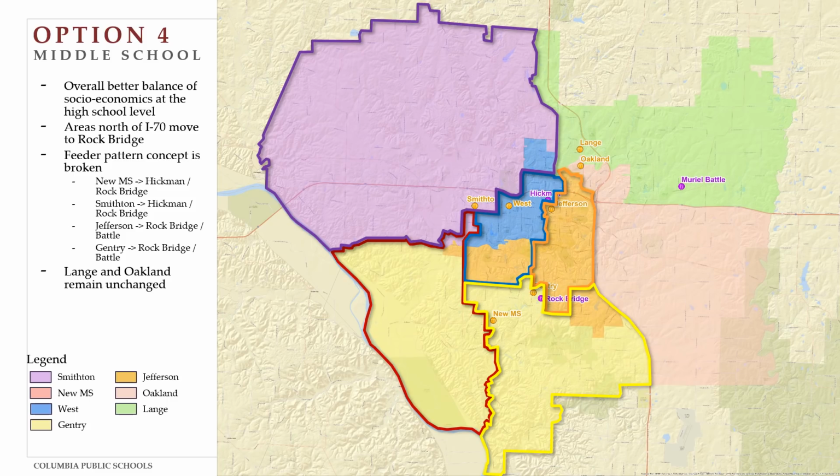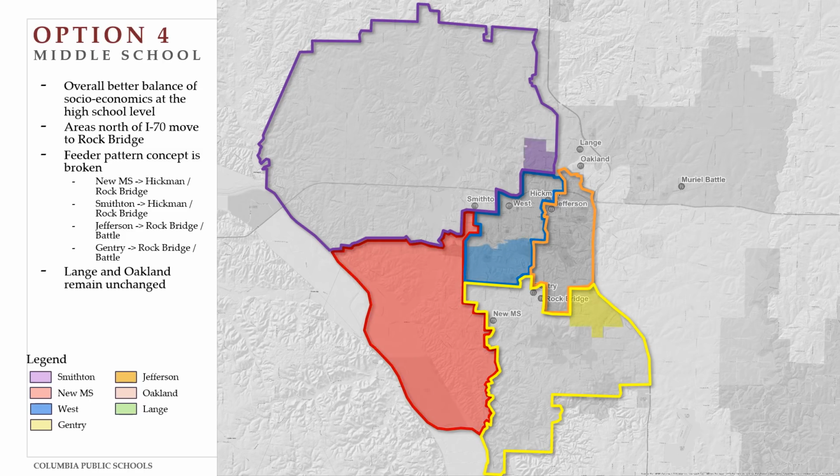So here's our current middle school boundaries and our proposed boundaries. And so in this particular option, Lang and Oakland remain completely unchanged. Now we'll fade back the color. And here's our change areas. And so we've got a larger, more western area for the new middle school. It starts to pull kids from areas that are closer to Smithton. We have areas right here moving from Jefferson into West. We have that same area here moving from West into Smithton. And then we have a relatively small area here moving into Gentry from Jefferson.